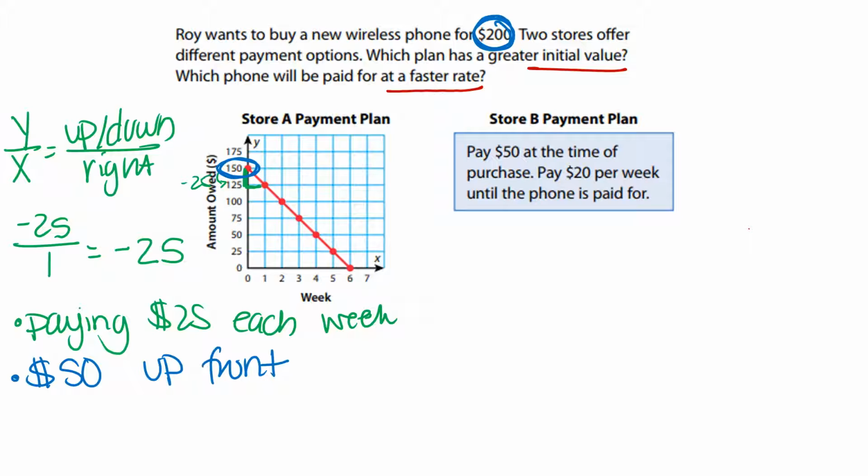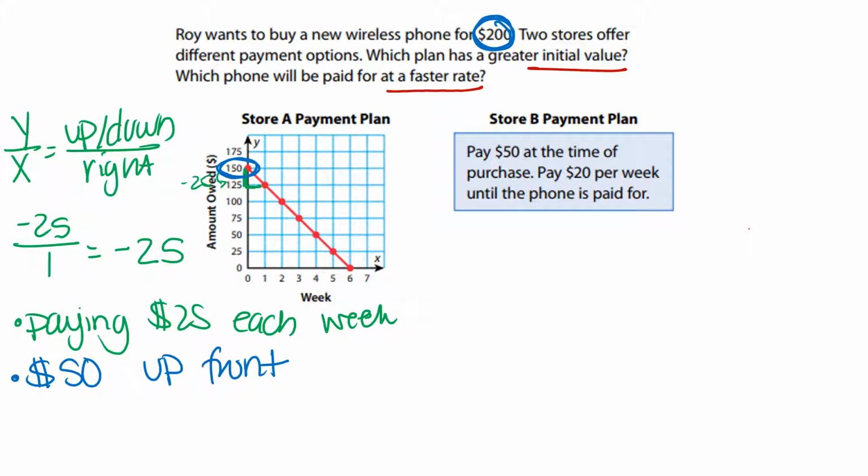He has to pay $50 at the store to buy the phone, and then he has to pay off $150 each week. So $25 each week is our rate of change. The $50 up front is going to be our initial value.